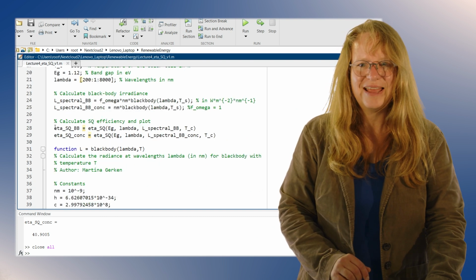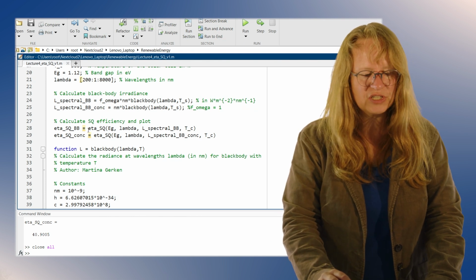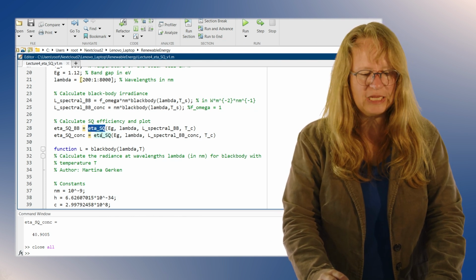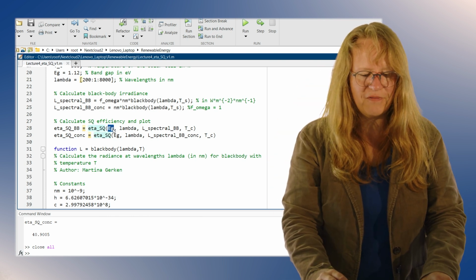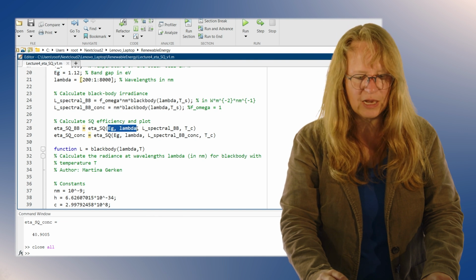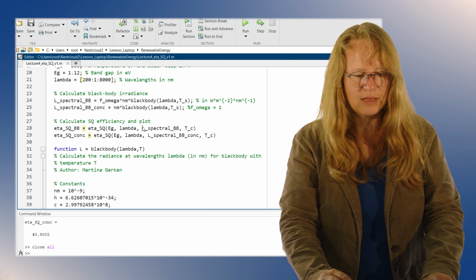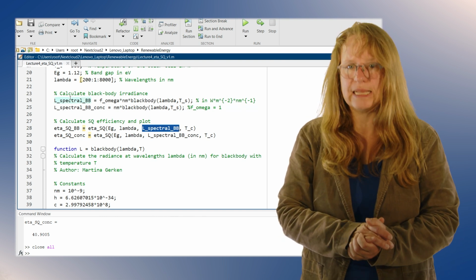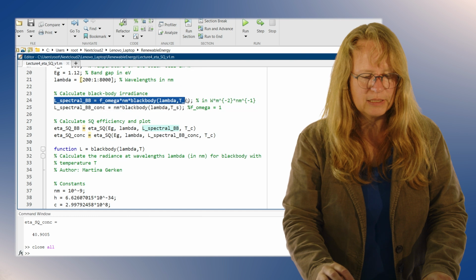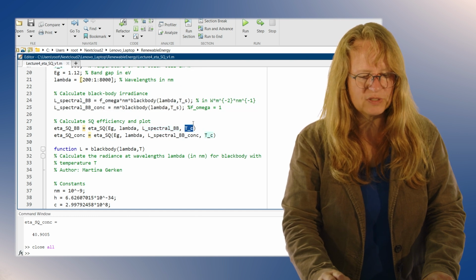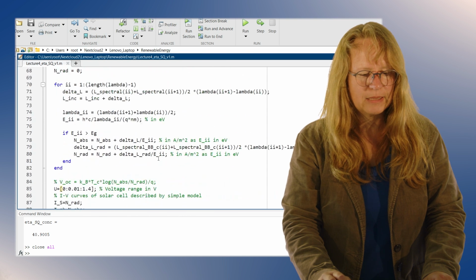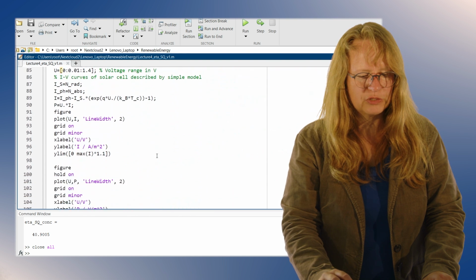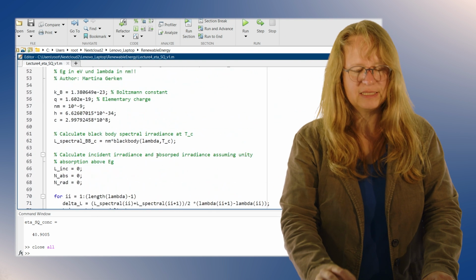Okay, so next we can calculate the efficiency, and for that I also defined a function, which is this function eta SQ for efficiency Shockley-Queisser, that takes the band gap energy Eg, the wavelength vector lambda, the spectral vector L spectral black body that we calculated up here, this was the calculation, and it takes the temperature of the cell, so the 300 Kelvin. And let's go down to the function, because everything happens then in the function. Okay, black body. So here is this function eta SQ.